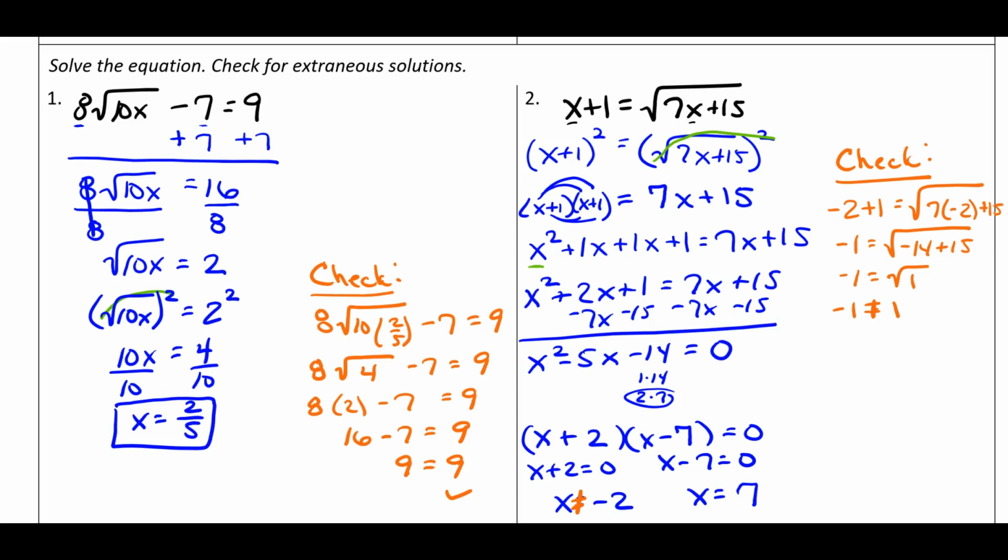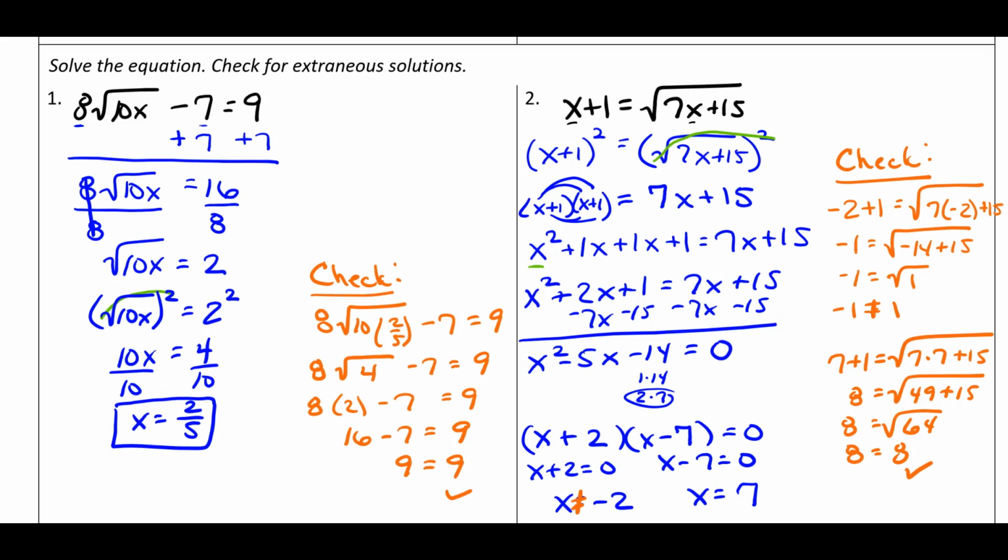Okay? So now we have to check 7. So we're going to plug that one in. 7 plus 1. We'd have 7 times 7 plus 15. So 7 plus 1 is 8. 7 times 7 is 49. And 49 plus 15 is 64. And the square root of 64 is 8.